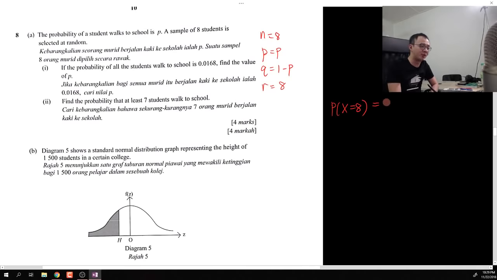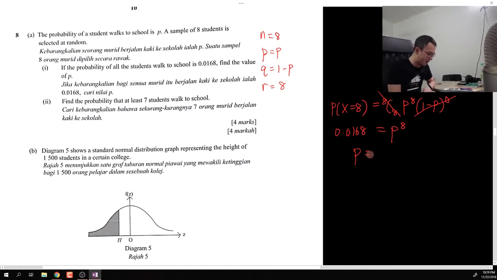You should know the formula, right? So it will be 8C8, and then P power of 8, and then this one will be 1 minus P, or you can call it Q, it doesn't matter, power of 0. Alright, so after I apply this, I know the probability is given as 0.0168. 8C8 is equal to 1, so I can ignore it. Anything power of 0 is equal to 1, so I can ignore it. So I got P power of 8 here.